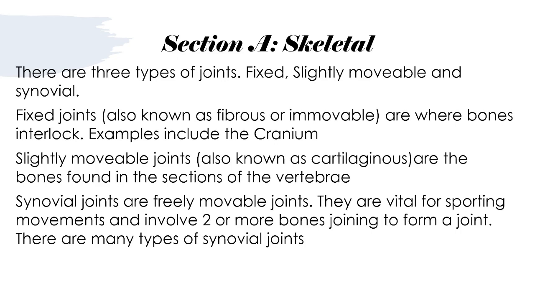There are 3 different types of joints. You've got fixed joints, slightly movable joints, and synovial. Fixed are immovable, so they don't move. An example is the cranium. Slightly movable, an example is the vertebrae. And then synovial, that's most of the joints, and they're all freely movable joints. They support movements and have lots of bones joining to form a joint.